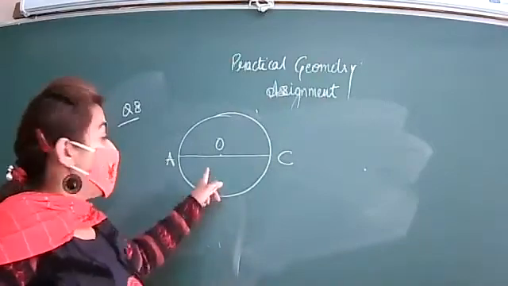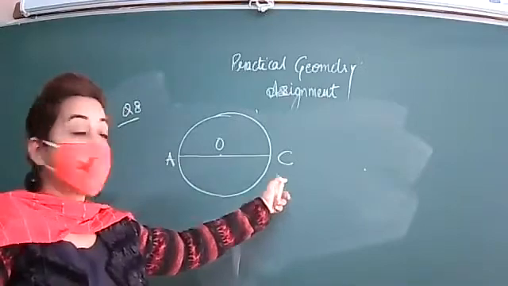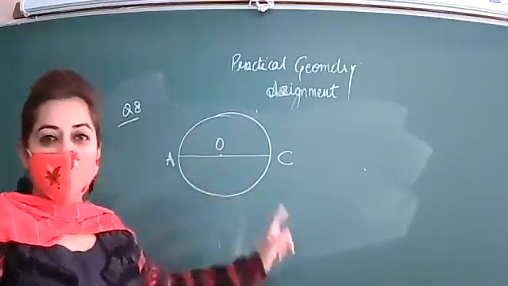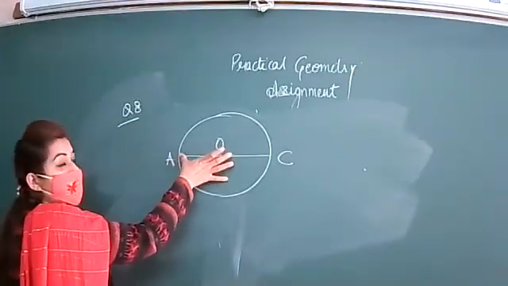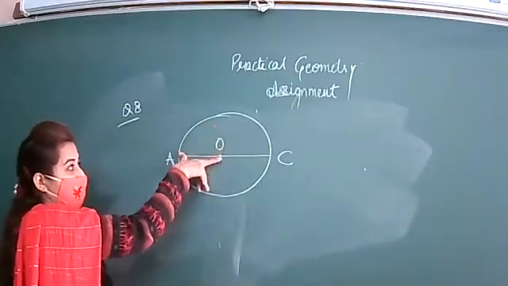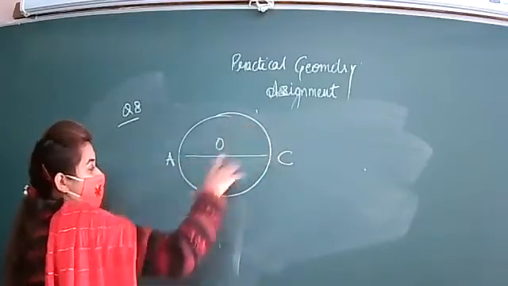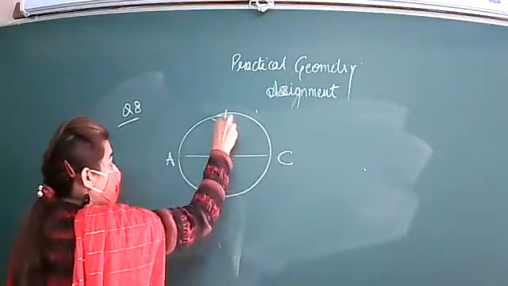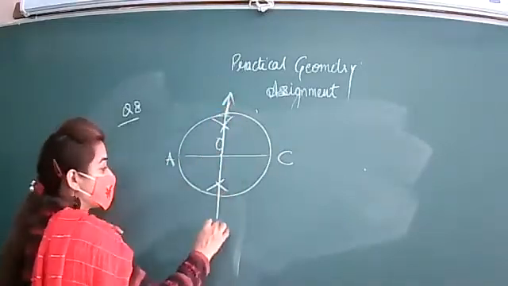Listen. In the question, it is written that you have to draw the diameter. Then you have to draw the perpendicular bisector of this. How will you draw the perpendicular bisector? You will open the compass to more than half of this. You will draw the arc from A, and then an arc of the same radius from the point C. They will meet each other, and you will extend this line.